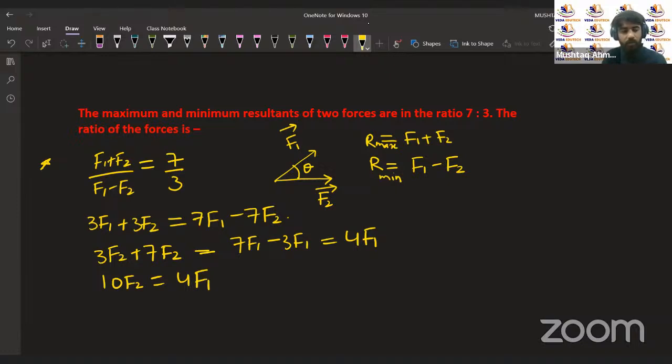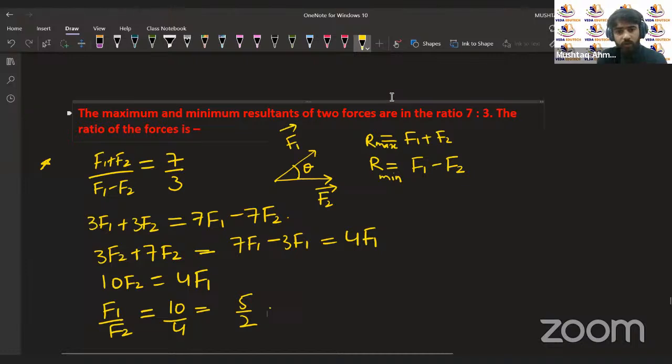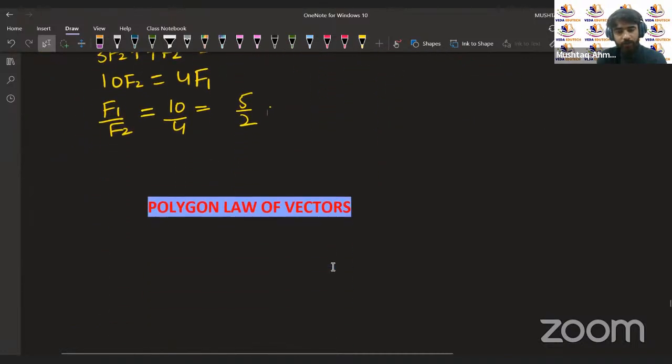So from here, F1 upon F2 is equal to 10 upon 4. We can write it as 5 upon 2. The ratio of F1 and F2 is 5 upon 2, or 5:2. So this is the ratio of the two vectors F1 and F2.